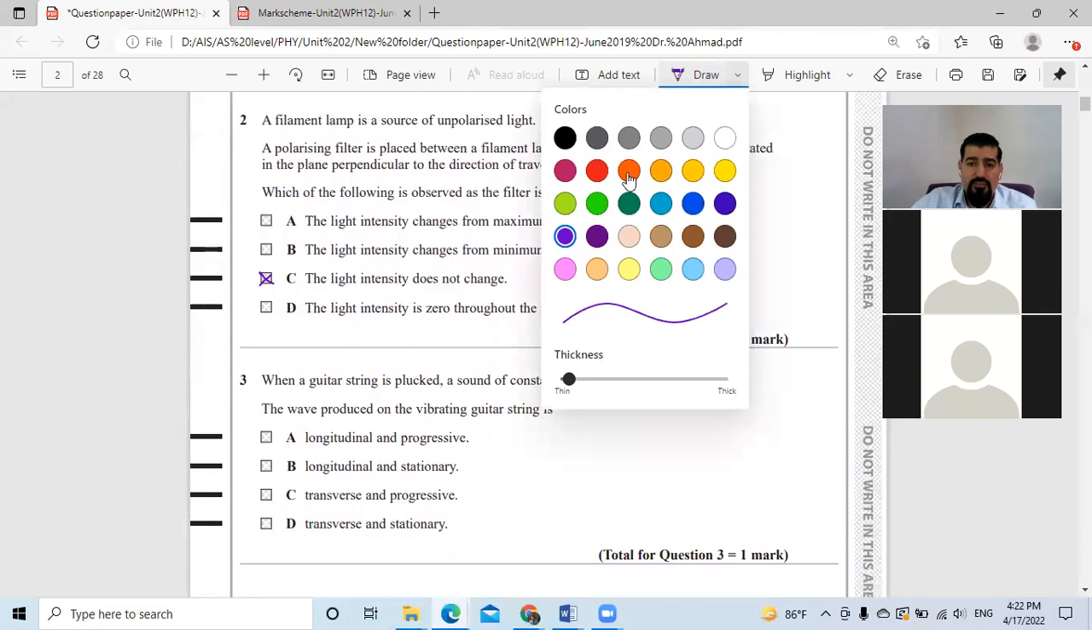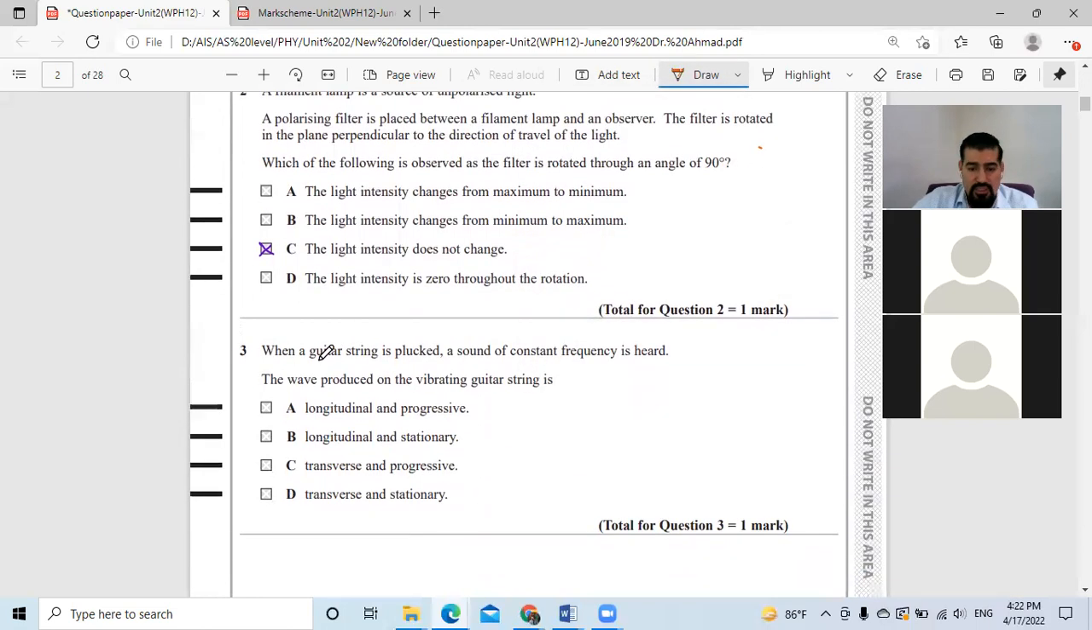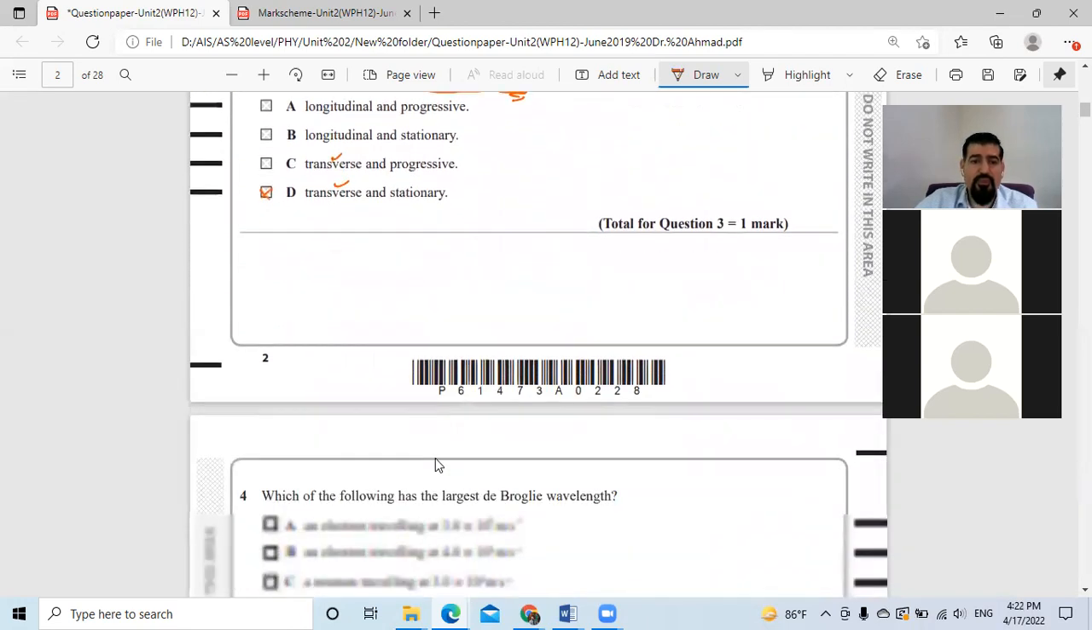Next question. When a guitar string is plucked, a sound of constant frequency is heard. The wave produced in the vibrating guitar string is what? Of course, it's a string, so it's transverse. And it's a standing wave, a stationary wave. So the answer is D. That's question number 3.